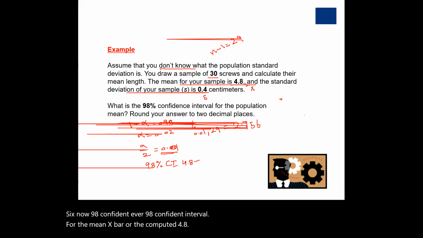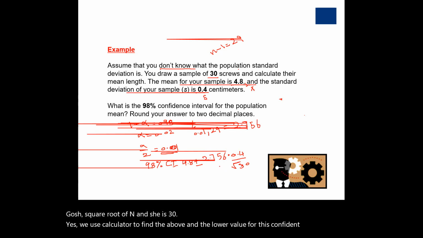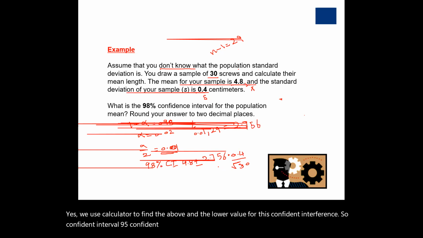Now the 98% confidence interval for the mean is x bar, already computed, 4.8, plus or minus. We already got t is 2.756, multiplied by sigma. Sigma is s, 0.4, over the square root of n, which is 30. Yes, we use a calculator to find the upper and the lower value for this confidence interval. So the 95% confidence interval is 4.8 plus or minus 2.756 multiplied by 0.4 over square root 30.